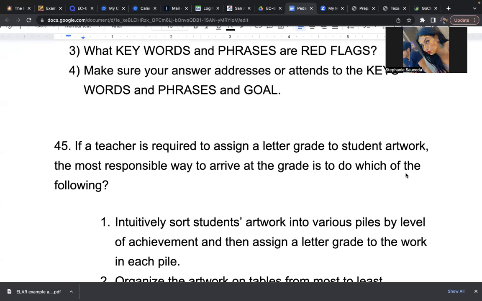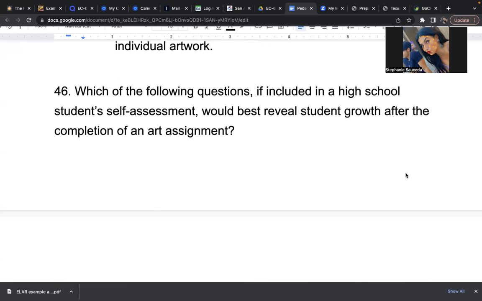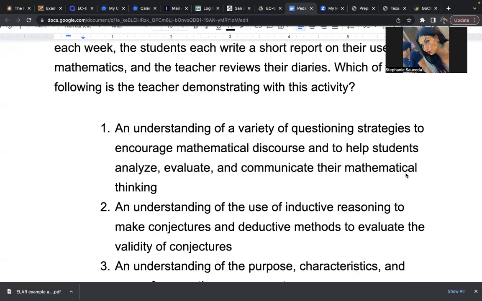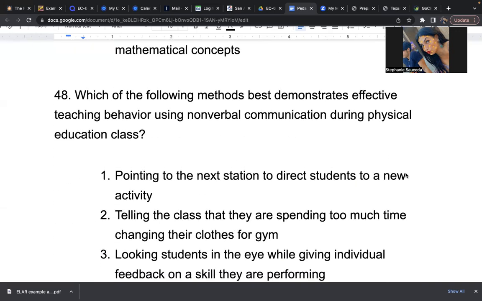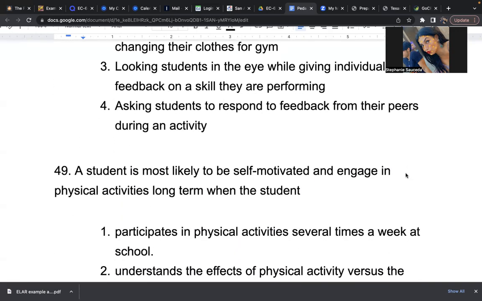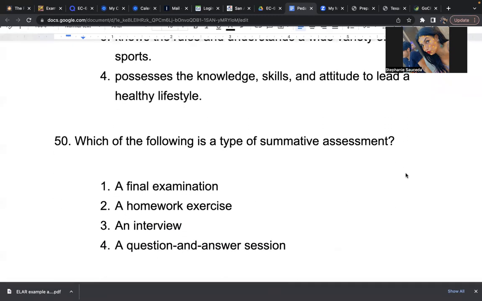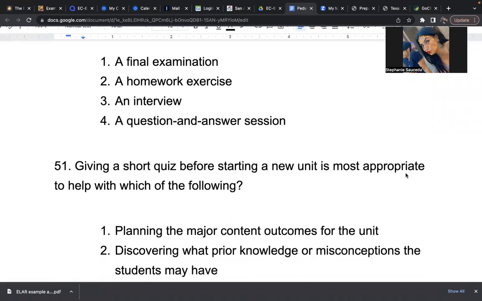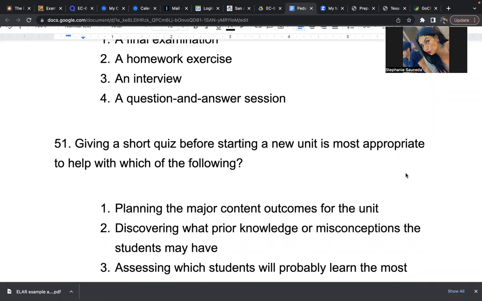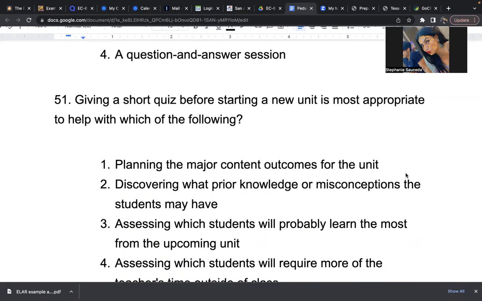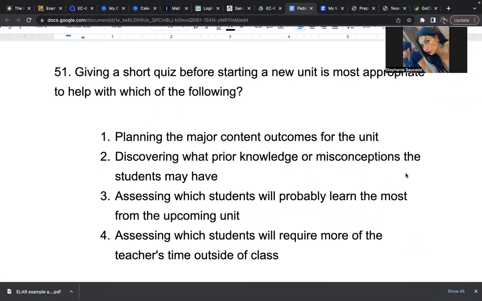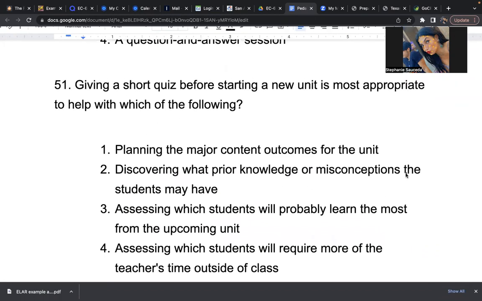So let's continue. I think we're on 51, if I'm not mistaken, last time. We did that one. We did this one. Okay, this is a good one.